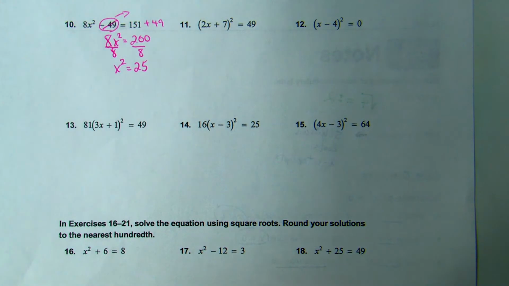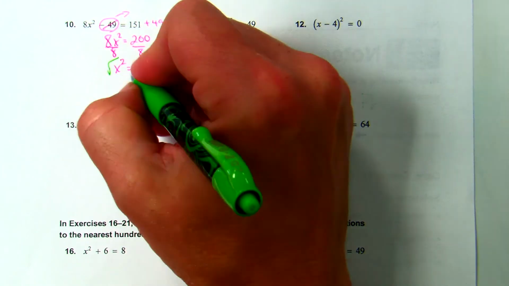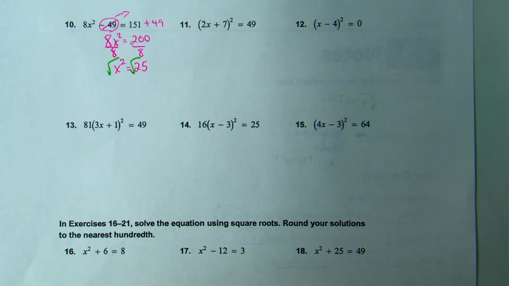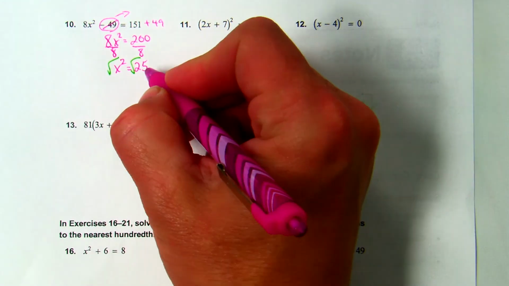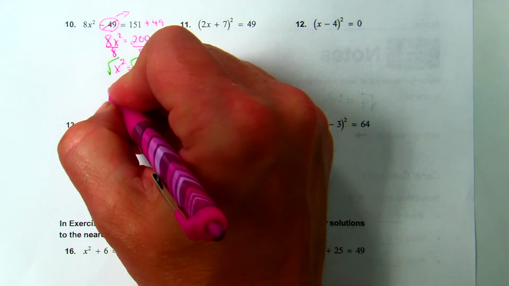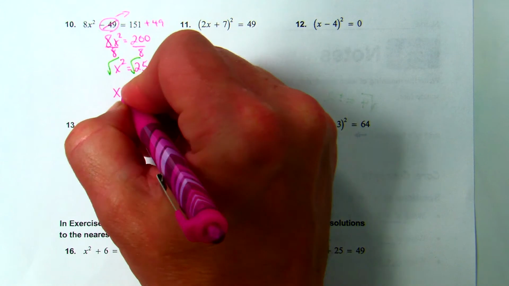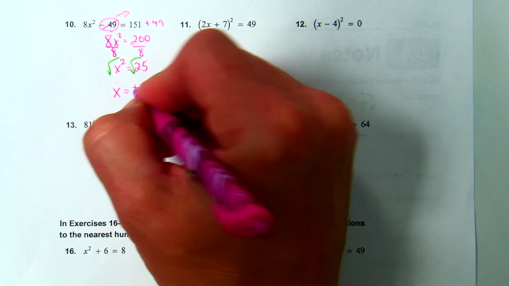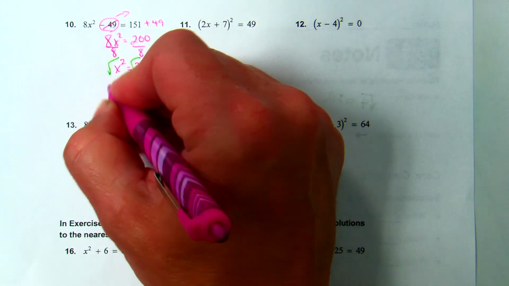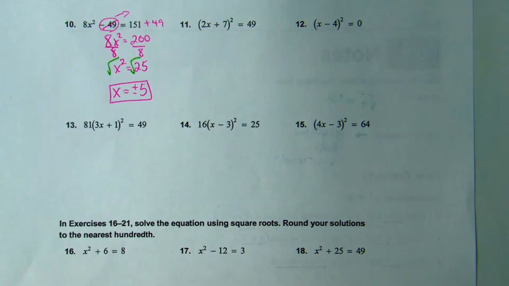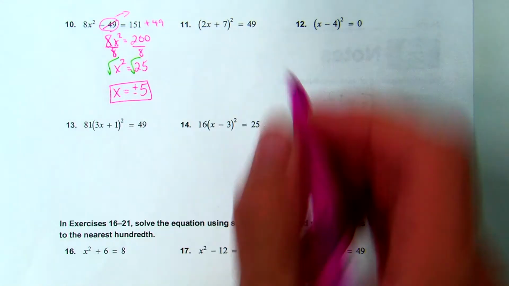Again, we know what we're doing here by now. We're just taking the square root of both sides. X times x gives us the x squared. And what times what gives us 25? 5. And because it's greater than 0, x is going to have two possible solutions, the positive and the negative version of 5. All right?